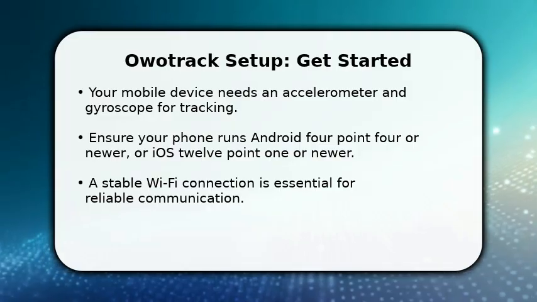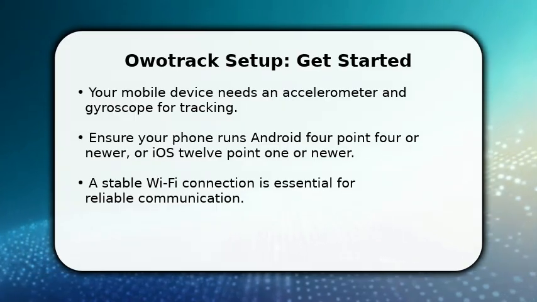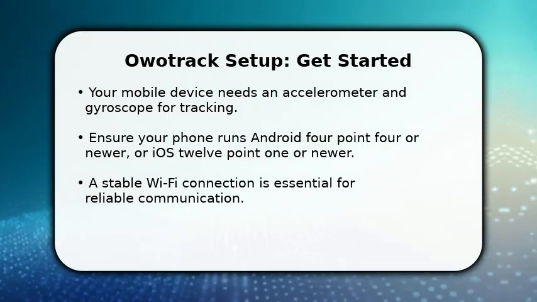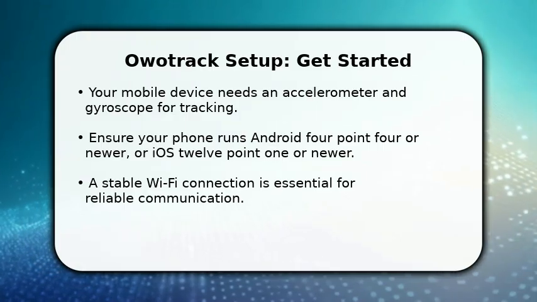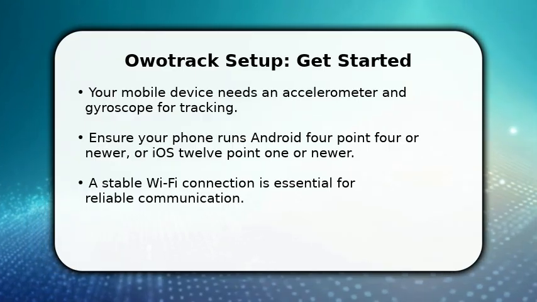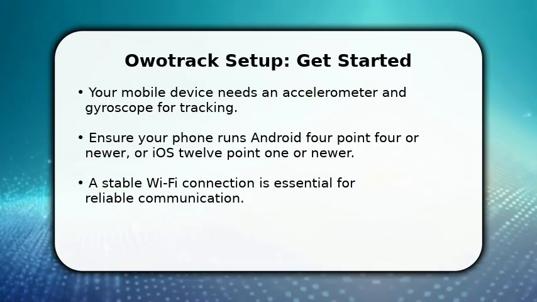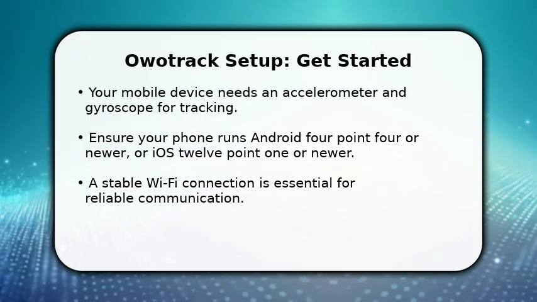In this video, I will explain how to set up OWOTrack. First, ensure your mobile device meets the necessary requirements. Your phone must have an accelerometer and a gyroscope for accurate tracking. It also needs to be running Android version 4.4 or newer, or iOS version 12.1 or newer. A stable Wi-Fi connection is crucial for seamless operation, though an internet connection isn't strictly required.